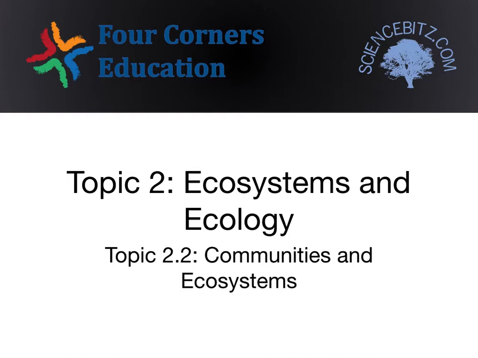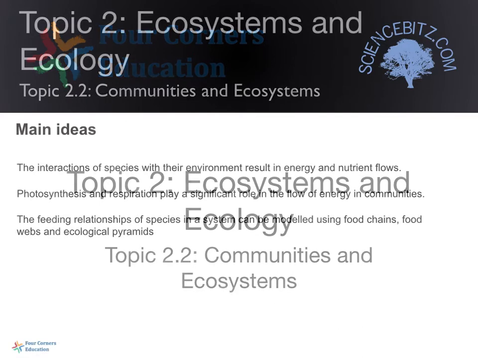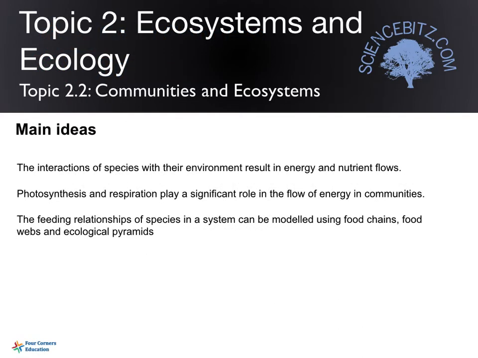Hello again, and welcome to the third part of topic 2.2, communities and ecosystems. Obviously, we've looked at these main ideas before, so we're looking at the interactions of species within their environment, but particularly in this, we're looking at how feeding relationships, food webs and food chains can be affected by pollutants.